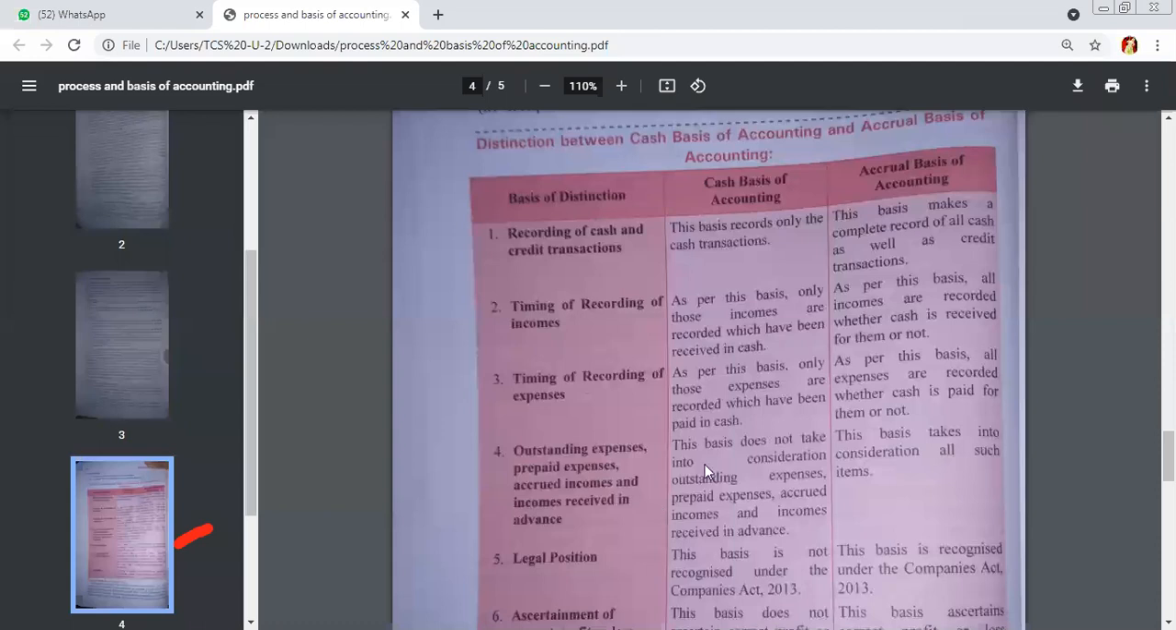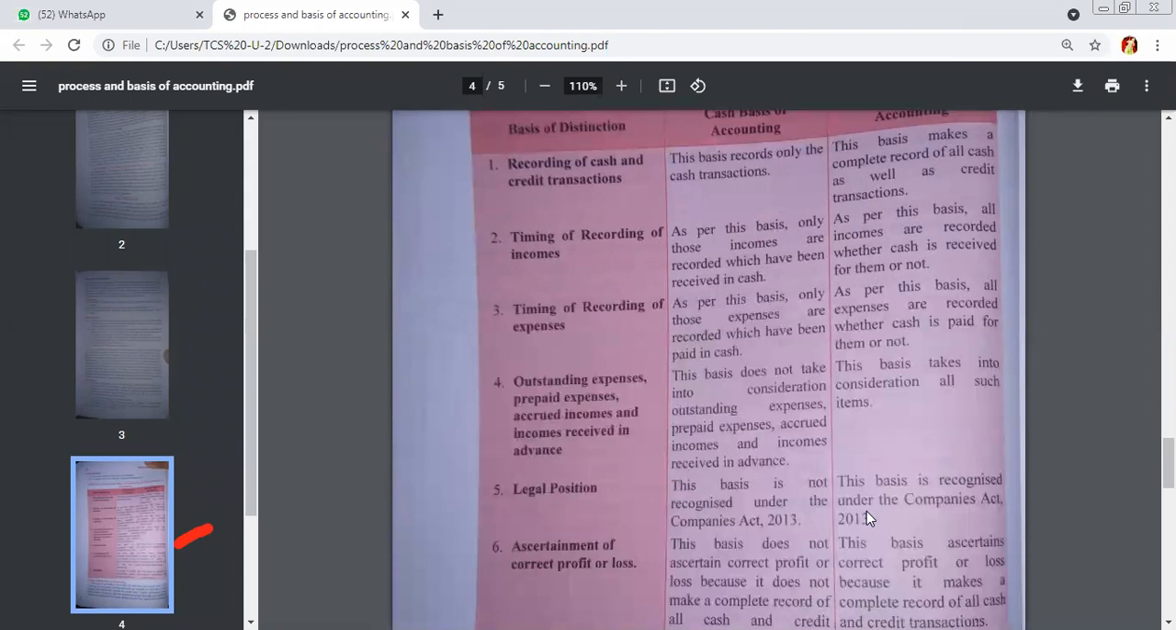Now, the accrual basis considers all the outstanding expense, prepaid expense, accrued income, and income received in advance. Another name for income received in advance is unearned income also. This basis of accounting takes all these items into consideration. If I talk about the legal position of the business, the cash basis is not recognized by the Companies Act 2013, but the accrual basis of accounting is recognized by the Companies Act 2013.